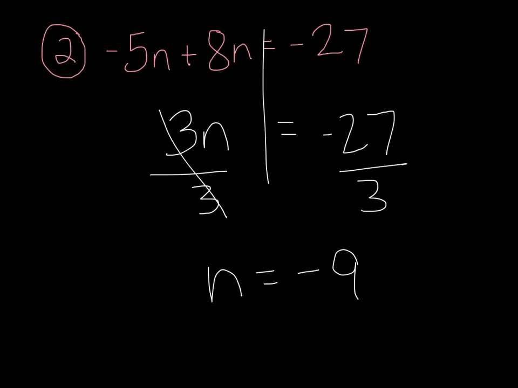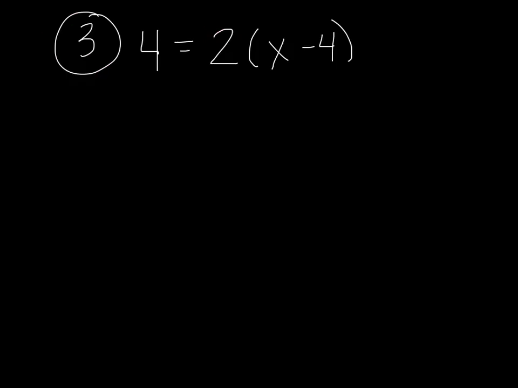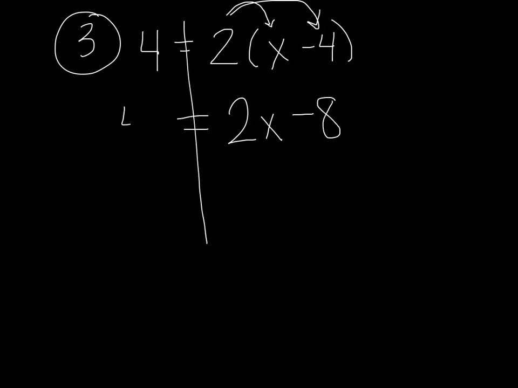Okay, so sometimes you might have to combine like terms, sometimes you might have to distribute. Let's try a couple. This one, again with the parentheses, you have to distribute. Okay, so find your equal sign. You have 2 times x and 2 times negative 4. 2 times x is 2x. 2 times negative 4 is negative 8. You still have equals 4 on this side.